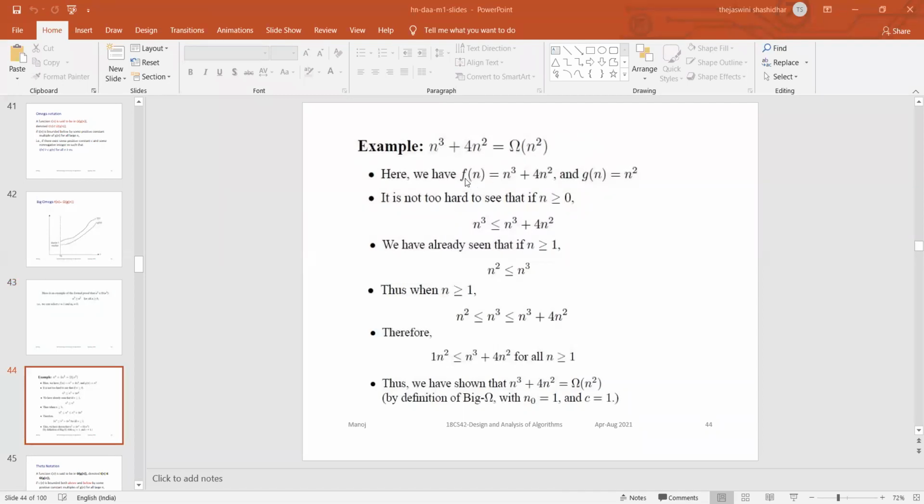Okay, so here you find f of n. What is f of n? It is nothing but T of n. T of n is n cube plus 4n square. Remember, f of n is nothing but T of n. Big omega of g of n, where g of n is n square. Now you have to prove it. It is not too hard to see this if n is greater than or equal to 0. So you take it in reverse.